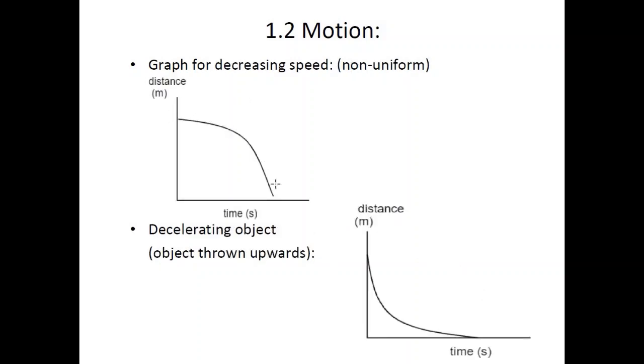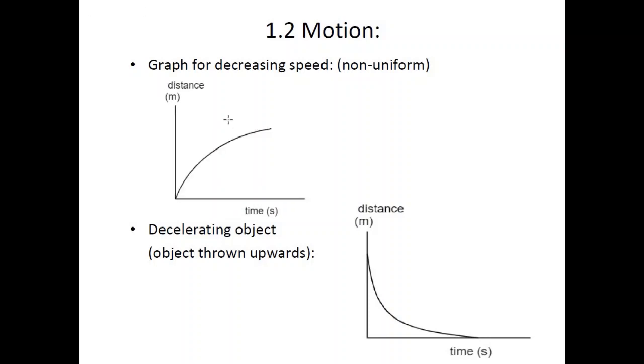If you have something like this, well, this graph is wrong. Let me correct it quickly. Now all corrected. This is a graph for decreasing speed at a non-uniform rate. As you can see, not the same amount of distance is being covered per unit time. So this graph is depicting non-constant speed.